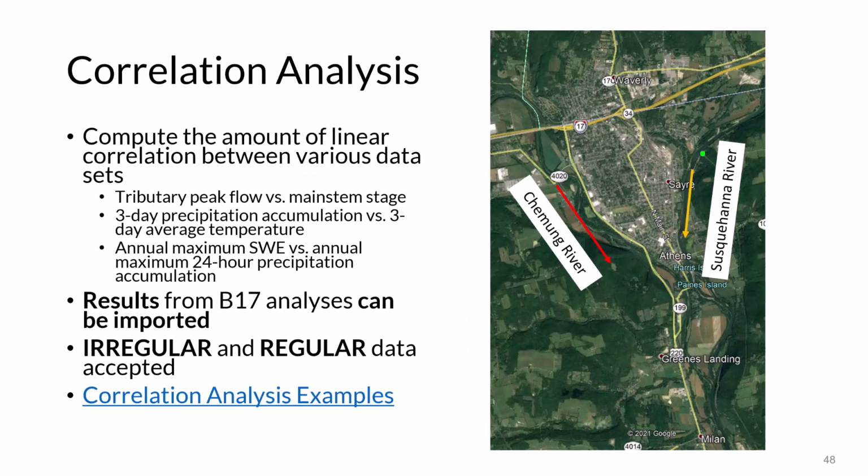The correlation analysis was introduced in SSP version 2.3 and is used to compute the amount of linear correlation between various data sets, such as tributary peak flow versus main stem stage, as shown on the right, or 3-day precipitation volume and 3-day average temperature, or annual maximum SWE and annual maximum 24-hour precipitation accumulation. The analysis provides 3 computation methods: time series coincident events, time series coincident in time, and paired data.